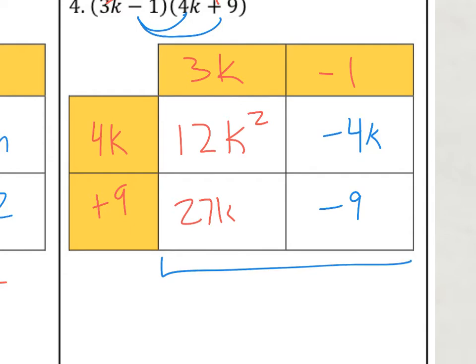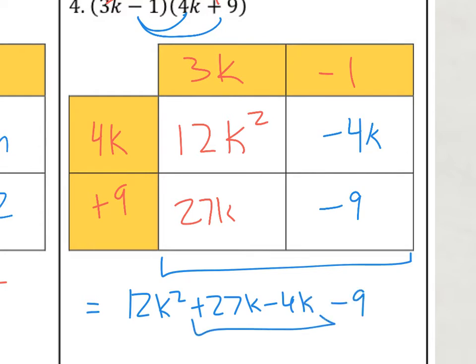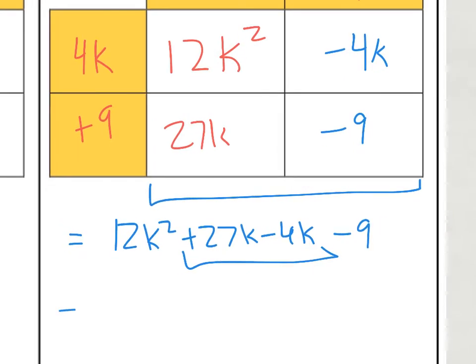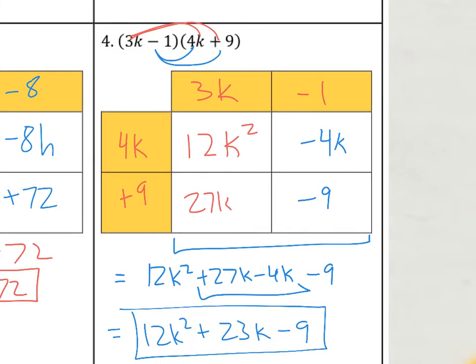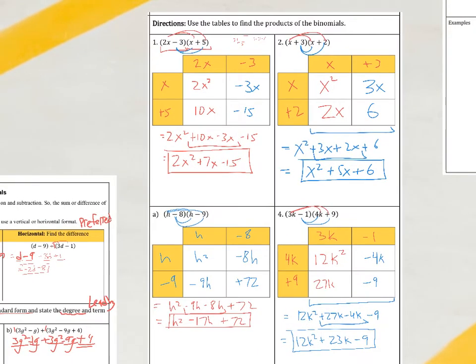So again, this is just an organization tool. We're going to go ahead and write them out now: 12k squared plus 27k minus 4k minus 9. And once you get the hang of it, you can move away from the area model. Once you see that we're just distributing both of them, 12k squared, let's combine the middle. 27 minus 4 is 23k, minus 9. All right, great job. So we're distributing both terms there. So that's with an area model. Kind of a nice tool.